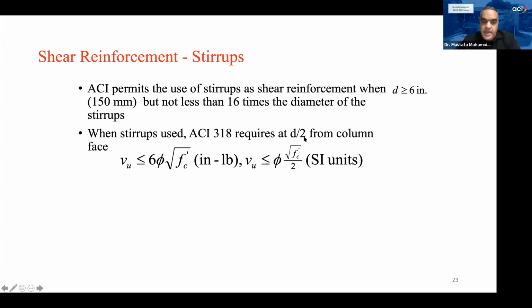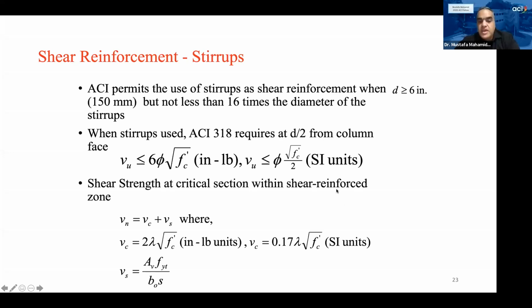When the stirrups are used, ACI requires at d/2 from the column face, the ultimate shear stress should be less than or equal to 6 times square root f prime c. Okay. Now the shear strength at the critical section within the shear reinforced zone is equal to the concrete contribution and the steel contribution to the strength. The concrete contribution is 2 times lambda times square root f prime c, and then Vs.